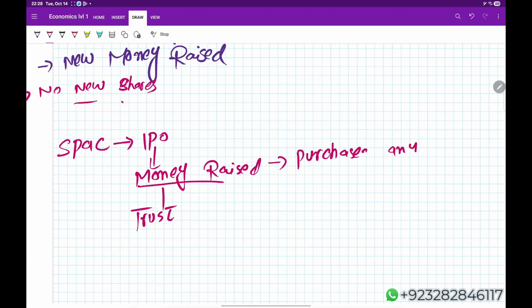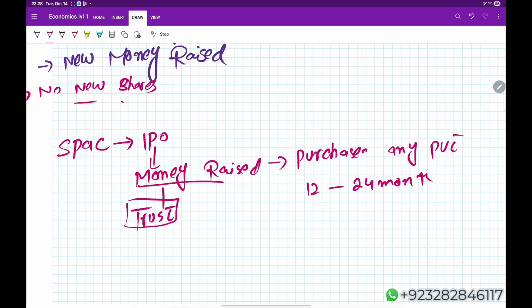What if the SPAC is unable to purchase any private company within the time frame? Let's say the time frame is 12 to 24 months. Then you have to return this money to the investors and delist the SPAC from the stock exchange.